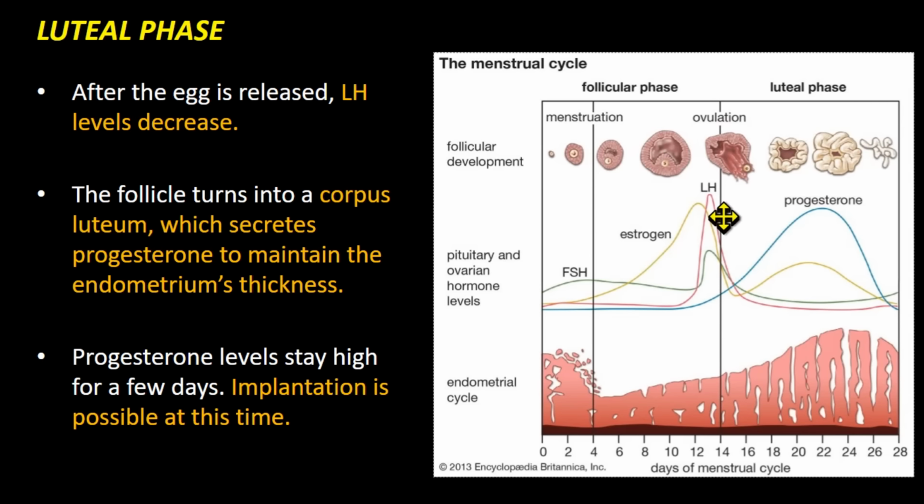At this point, the LH levels begin to decrease. The follicle, after it has released the egg, turns into something called a corpus luteum. That is what you're seeing here. This corpus luteum is going to secrete progesterone. This progesterone is going to help maintain the thickness of the endometrium, or uterus lining. This is in case the egg gets fertilized, so it can implant on the sticky uterus lining. These progesterone levels will stay high for a few days, and implantation is possible at this time.